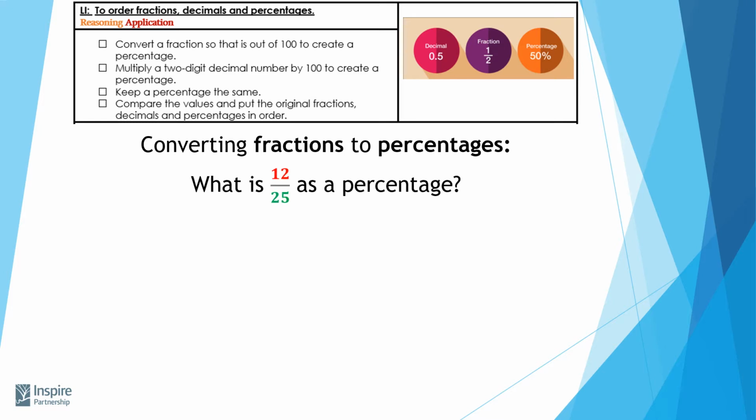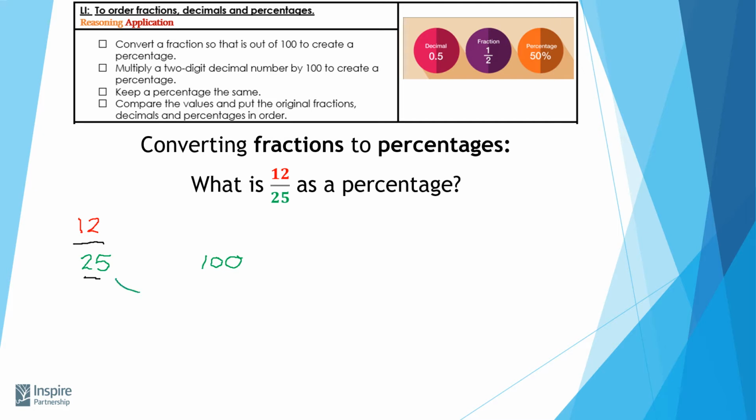Right, in order to show what that would look like as a percentage, we first need to do some conversion. So let's write our original fraction out here, 12 over 25. Now, we know that in order to do a direct comparison with a percentage, we need to get our denominator up to 100. So we know we need to make that 100. Now, how do we go about doing that?